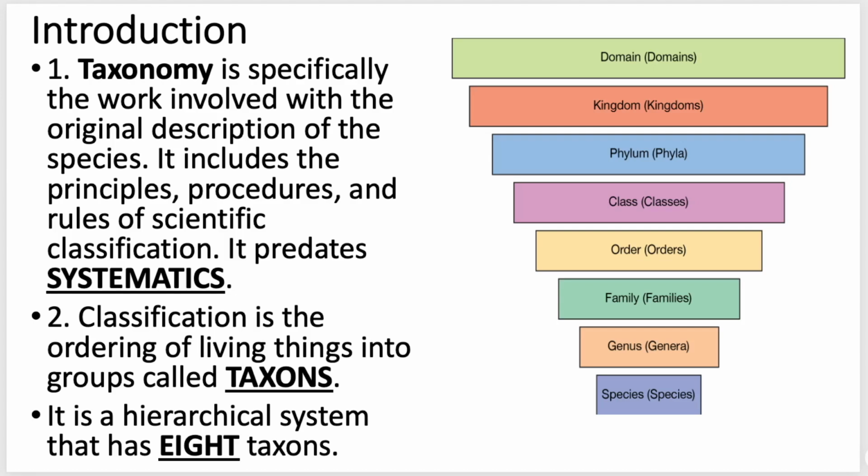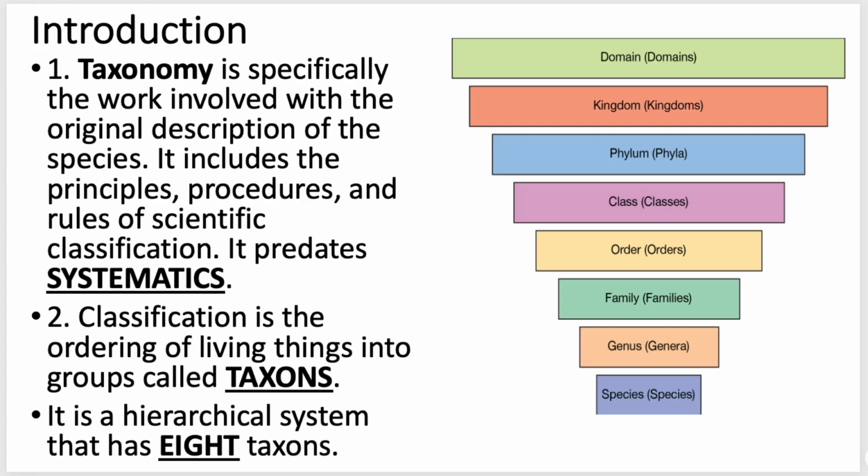How did they arise? So classification is the ordering of these living things into what we call a taxon, or you can think of these as large groups, and it's a hierarchical system. So what that means is the higher taxons are going to include more organisms, but every time you go up a taxon, you actually have fewer groups within that taxon.